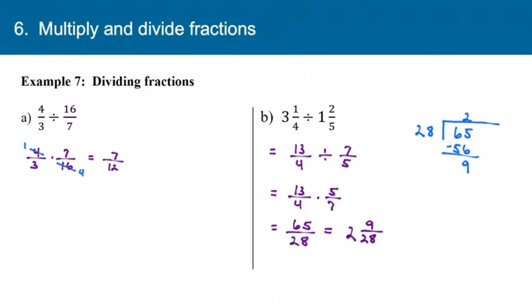So multiplying and dividing are very similar operations. All you have to do to get from division to multiplication is change the division symbol to a times symbol and then flip the second fraction, and that's all. From there out, they're the same process.